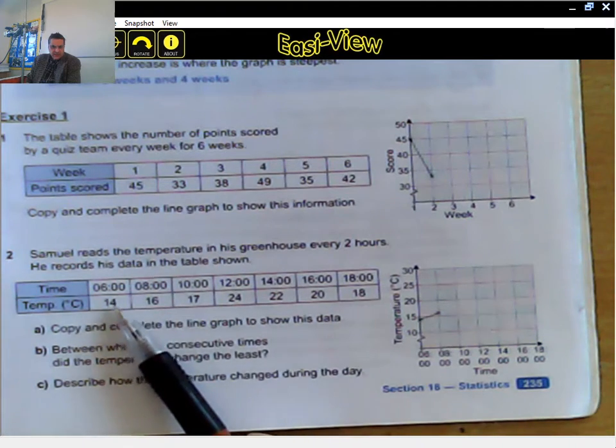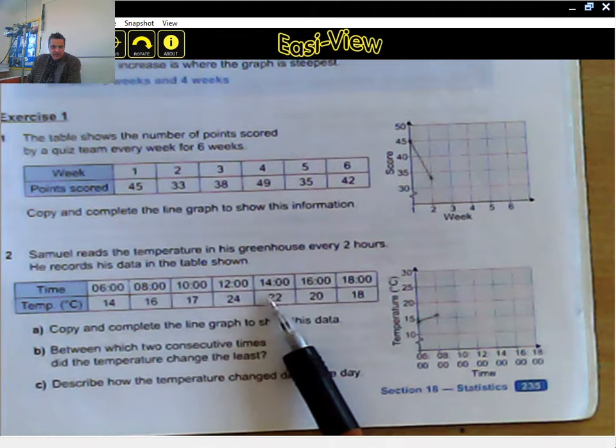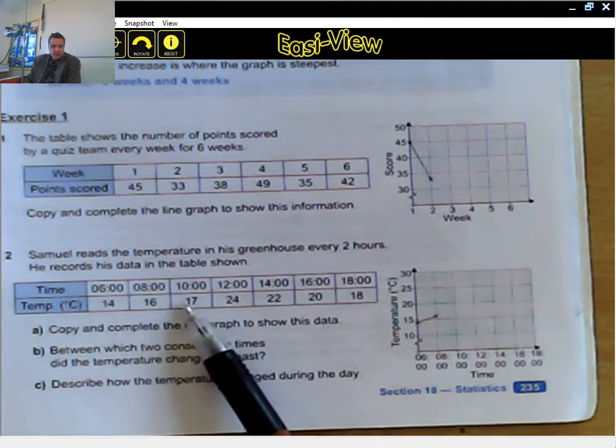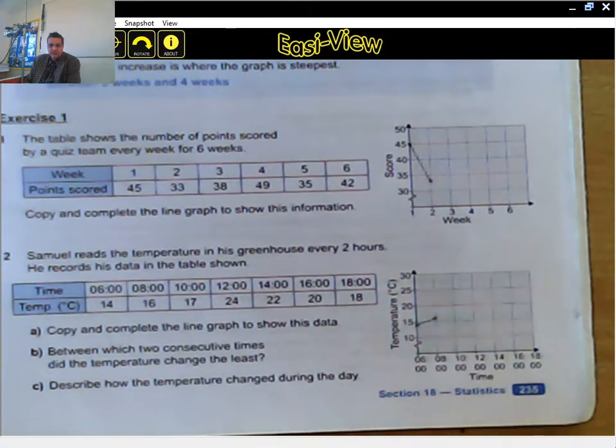Well, let's have a look. The temperature is 2 degrees, 1 degree. I think we found it. Between 8 and 10 in the morning, the temperature change was just 1 degree C. And that's the one. Now that's even before we have to even plot anything.